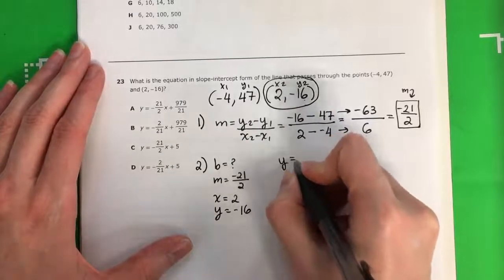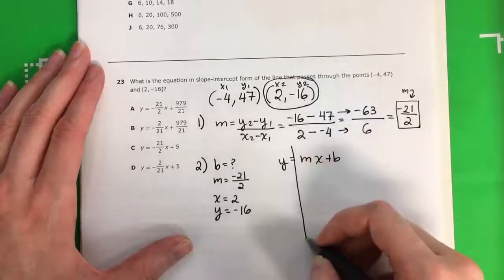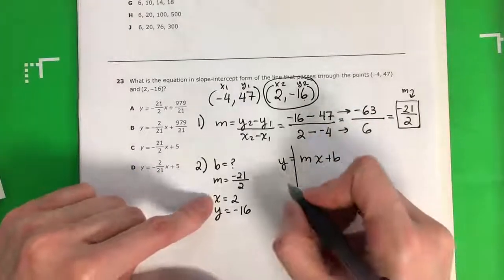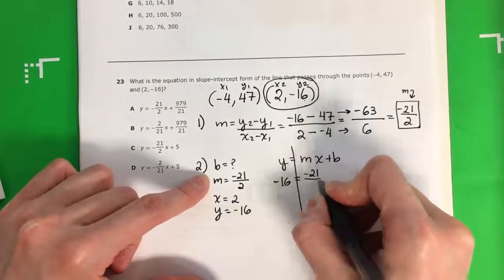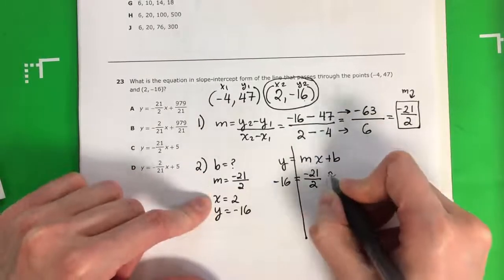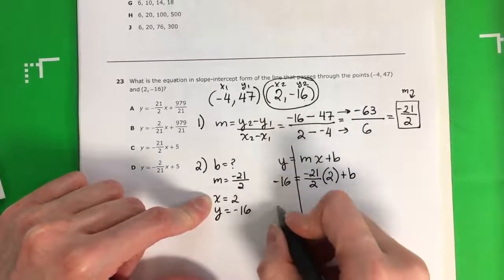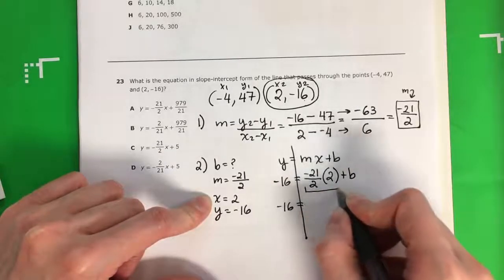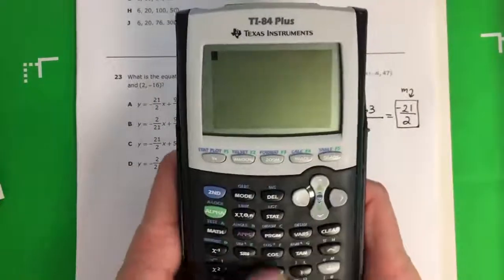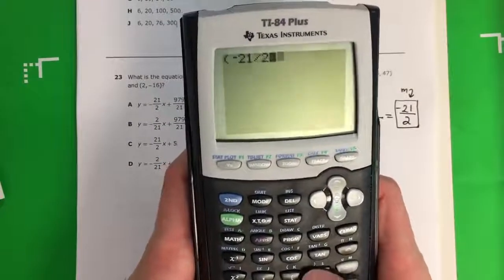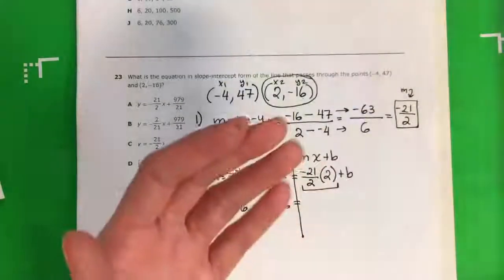I'm going to use my slope-intercept formula. y is negative 16 equals m, which is negative 21 divided by 2, times x, which is 2. Let's put that in parentheses. Copy plus b. Copy negative 16 equals, put this in the calculator: parenthesis, negative 21 divided by 2, times 2, negative 21.